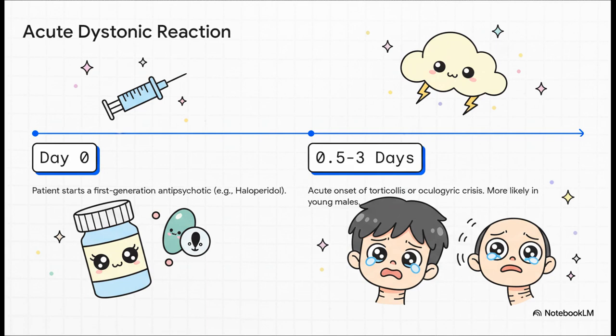The classic culprits are dopamine-blocking drugs, like the older, first-generation antipsychotics. Haloperidol is a prime example. It almost always happens within a few days of starting the med, and it's most common in young men. And let me tell you, it is terrifying for the patient. They come in with their neck twisted in a painful spasm, that's torticollis, and they can get what's called an oculogyric crisis, where their eyes get locked in an upward gaze.